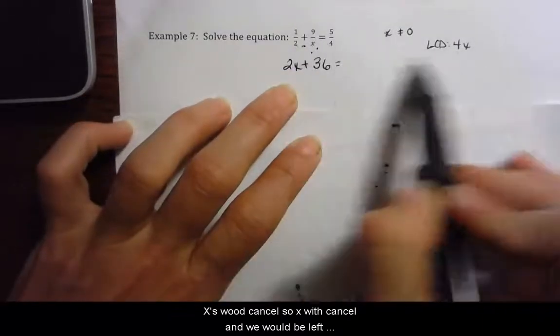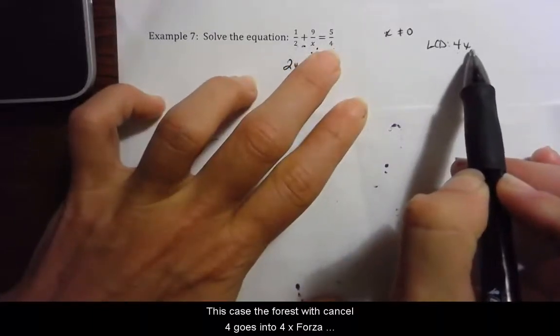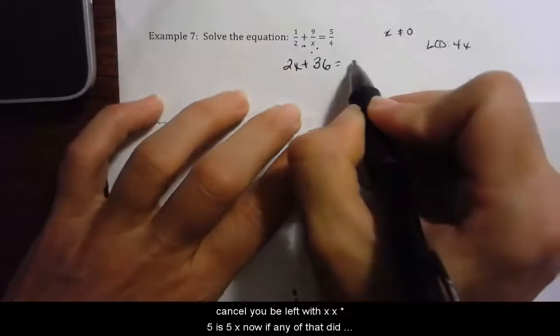In this case, the 4's would cancel. 4 goes into 4x, 4's would cancel. You'd be left with x. X times 5 is 5x.